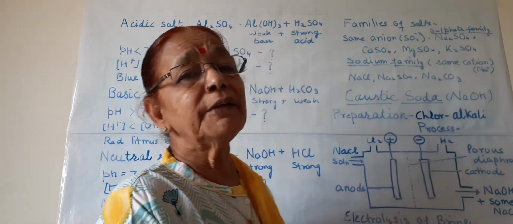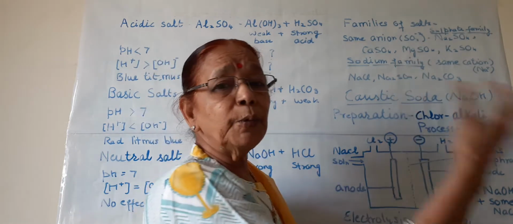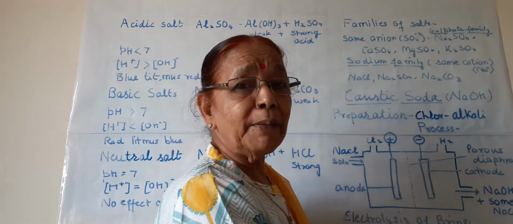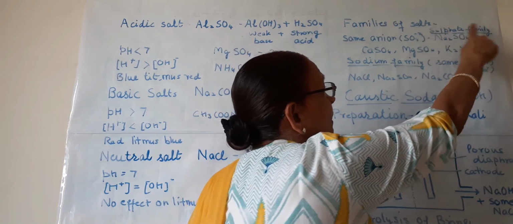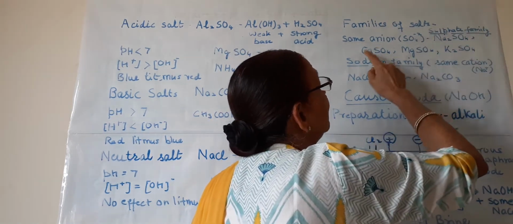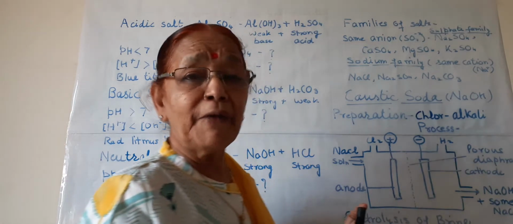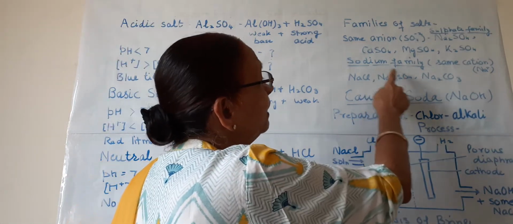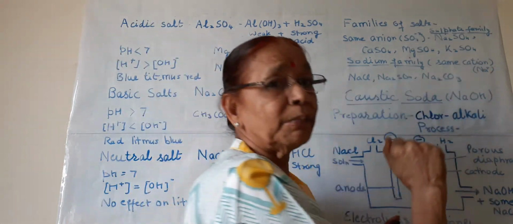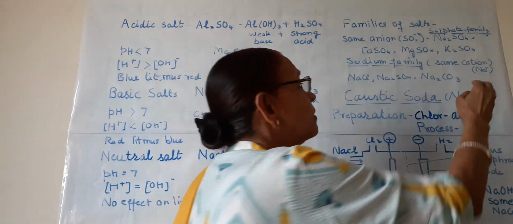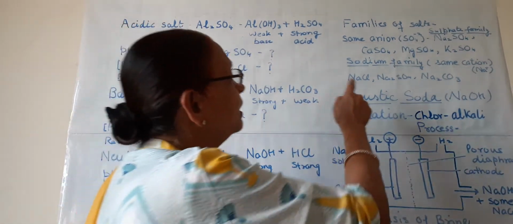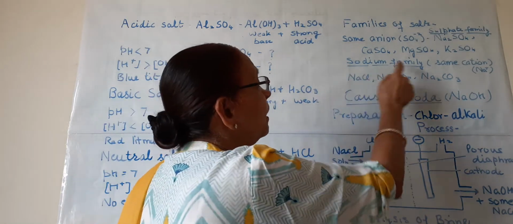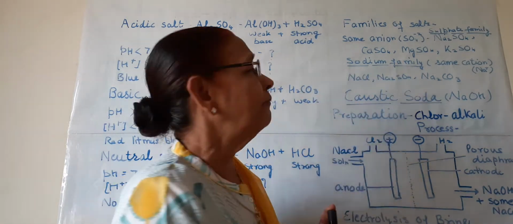So if the anion is the same, the family is sulfate. Likewise, with different anions, we can have the carbonate family, chloride family, and so on. So the name of the anion is used in a family. The second family: if the cation is the same, the cation may be any. Suppose we have taken sodium as the cation for this particular family. So the name of the family is the sodium family.